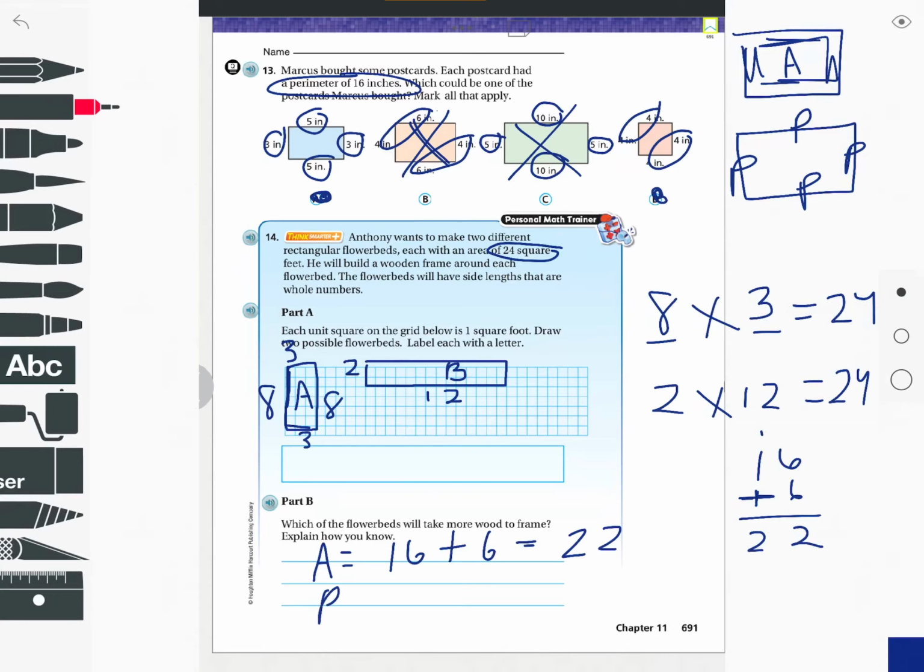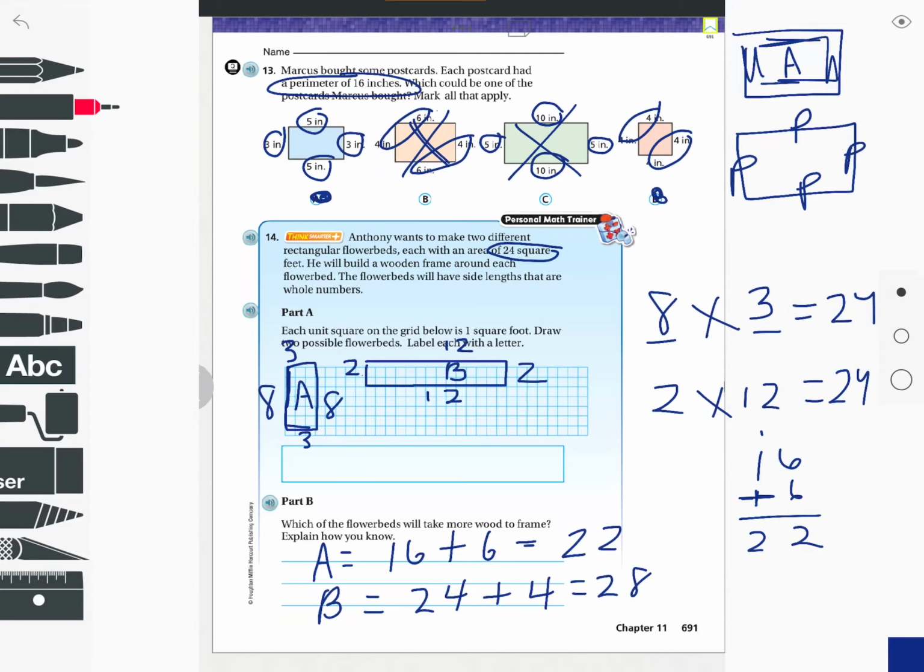All right, what about flower bed B? How much will I need to cover around it, or to make a frame around it? So I know that I have two sides that are 12. So 12 plus 12 is 24. Plus, I have a side with 2 plus another 2, which is 4. So I know that 24 plus 4 is 28 units.